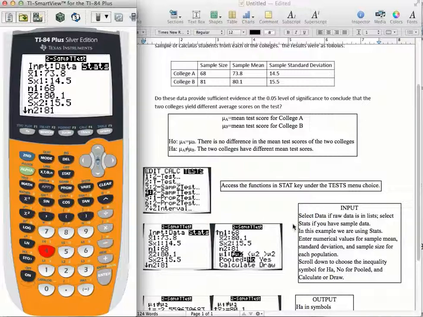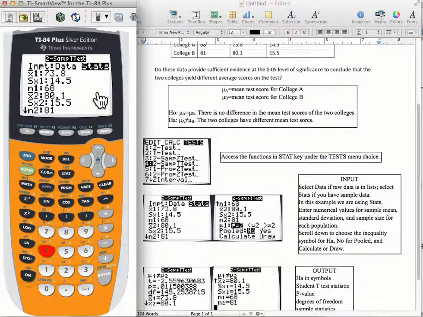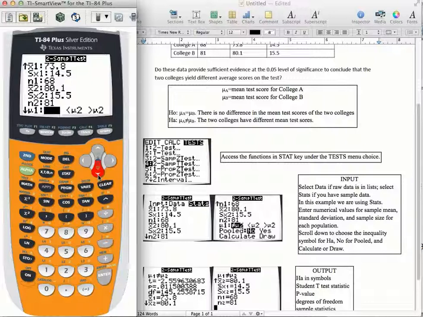For the input, you would select data if you do have raw data in lists, and you have to enter that data into the lists of the calculator. We've been given the sample statistics, so we're going to select stats because we have sample data. And so I've got stats selected right here. Then you enter the numerical values that are given to you: the sample mean, the sample standard deviation, and the sample size of the first sample, and the same statistics for the second population. Scroll down to continue entering parameters.